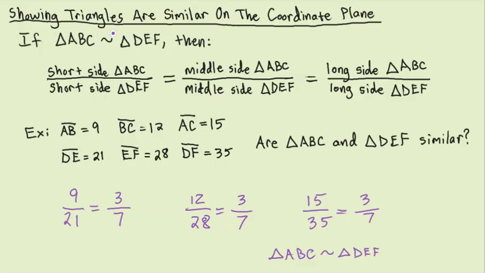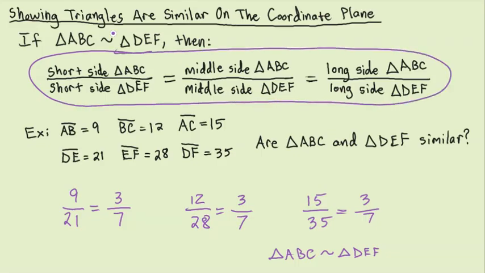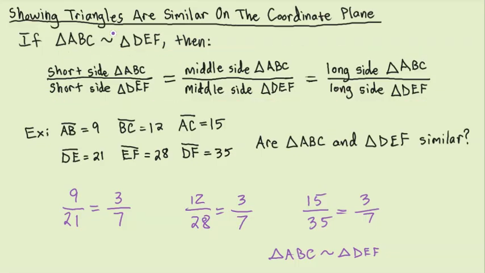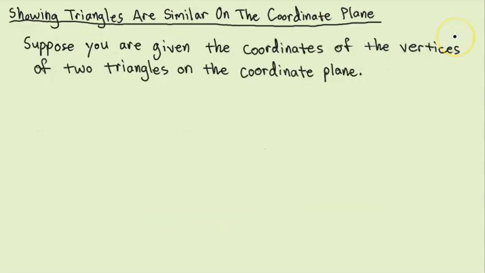Okay? And so what I'm going to do now is show you how we can show whether two triangles on the coordinate plane are similar by using this same approach, where we take the short sides of two triangles and divide them, take the middle sides and divide them, and take the long sides and divide them. Okay, so suppose that you're given the coordinates of the vertices of two triangles on the coordinate plane.